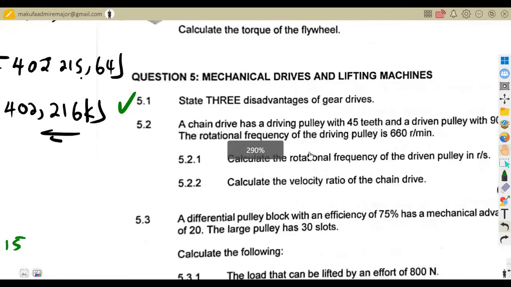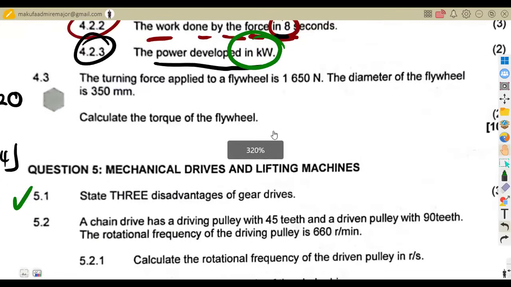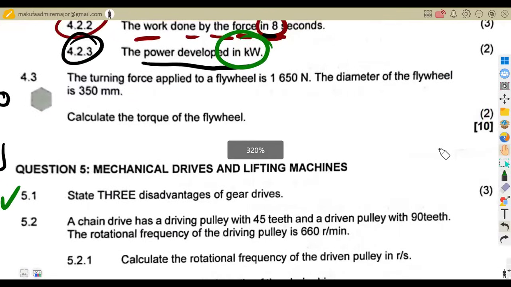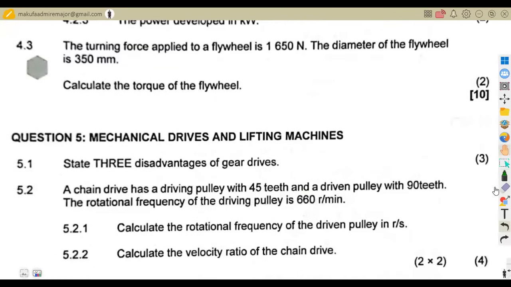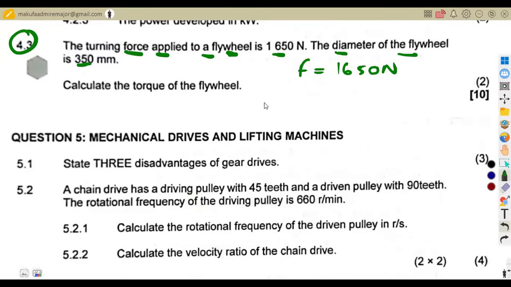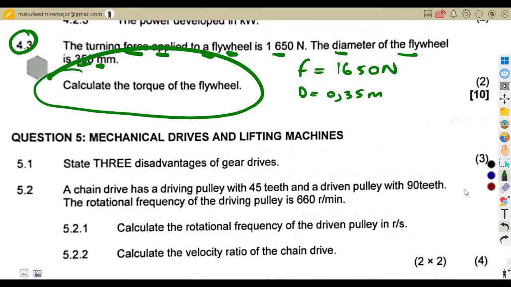All right. Then another question, which is 4.3. On 4.3, we are given a flywheel. So this is the condition of a flywheel. The turning force applied to a flywheel is 1,650. The moment we are talking about the turning force, it means we are supposed to think about the torque there. And we are given the diameter of the flywheel as 350 millimeters. If we convert this to meters, dividing by 1,000, that's 0.35 meters. So the question was to calculate the torque of the flywheel.